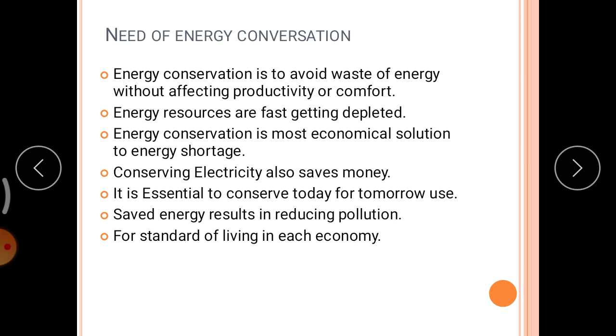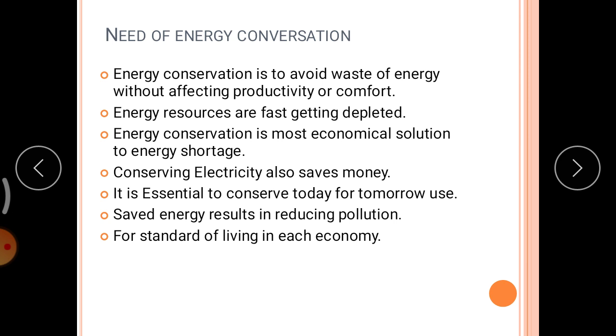What is the need then? Why do we have to save energy? First, the conventional energy sources we have are fast getting depleted. We are consuming more and more nowadays, whether it is petrol, diesel or coal. It is fast getting depleted. For that, one idea we have is that we can save the energy.